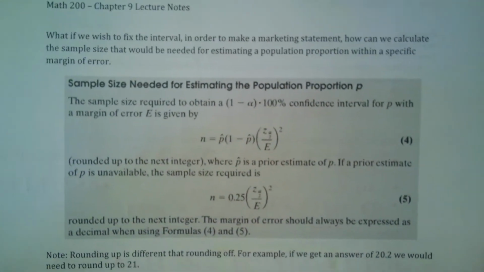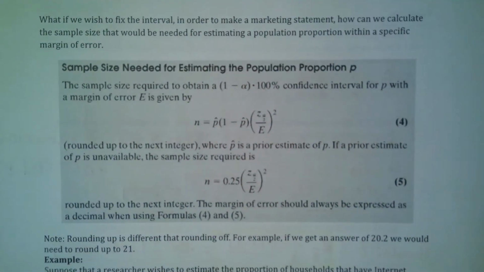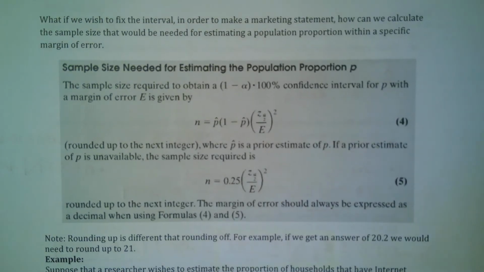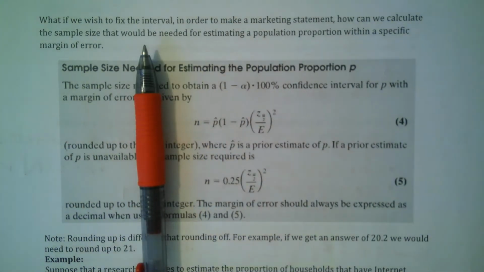Okay, so let's move on to a different scenario. Let's say, for example, that you want to make a certain conclusion. Let's work backwards. So I want to make this conclusion that I want to be 95% confident. So my question is, how many would I need to sample in order to obtain that information? And that's what this one is saying right here. How can we calculate the sample size that would be needed in order to estimate a population proportion if you know what that specific margin of error needs to be?